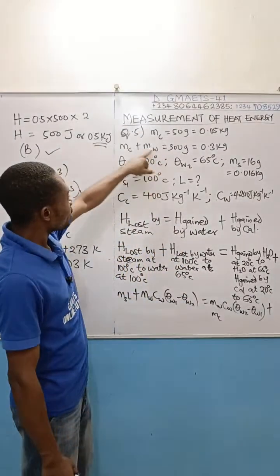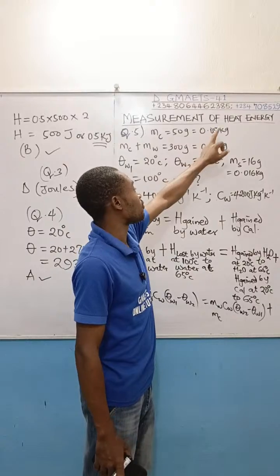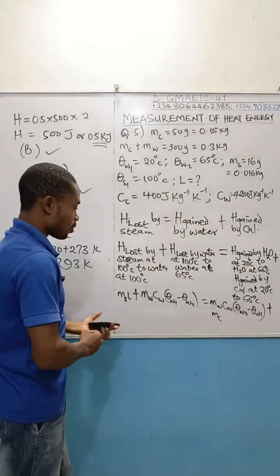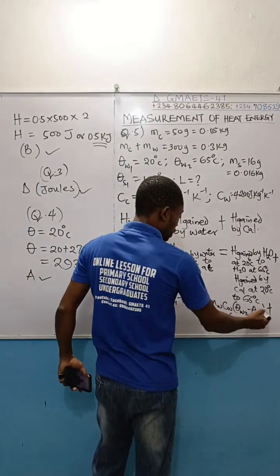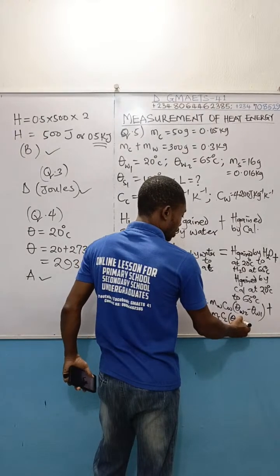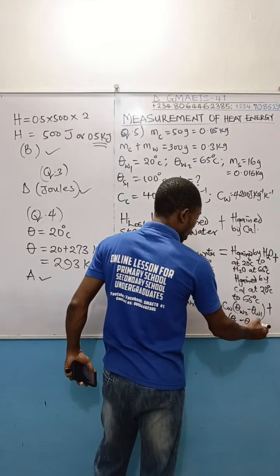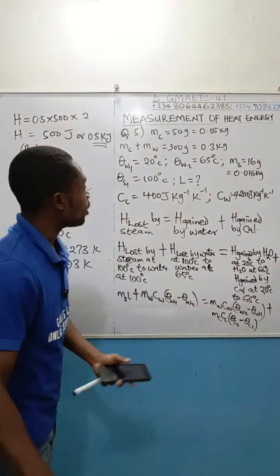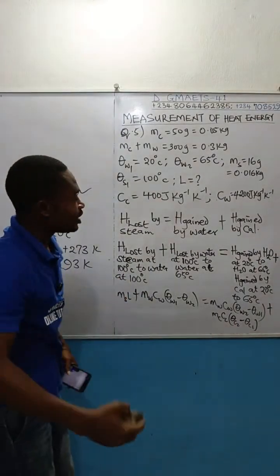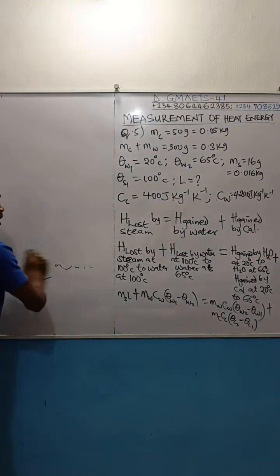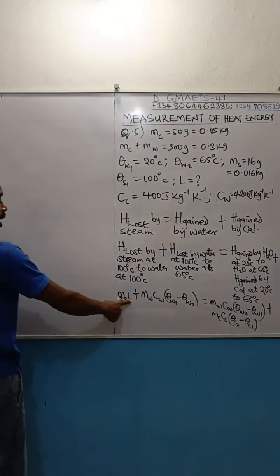Mass of water is going to be 0.3 minus mass of calorimeter 0.05. That will give us mass of water, so we don't have a problem there. Mass of calorimeter times specific heat capacity of calorimeter, then times temperature change, which is still the same thing. It's going to be theta of calorimeter 2 minus theta of calorimeter 1, which is the same as that of water. Having expounded the concept and given you the clear interpretation of this question, we can now substitute our values and solve for L, the latent heat.